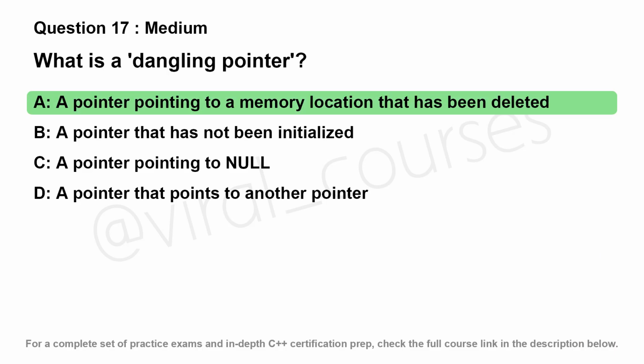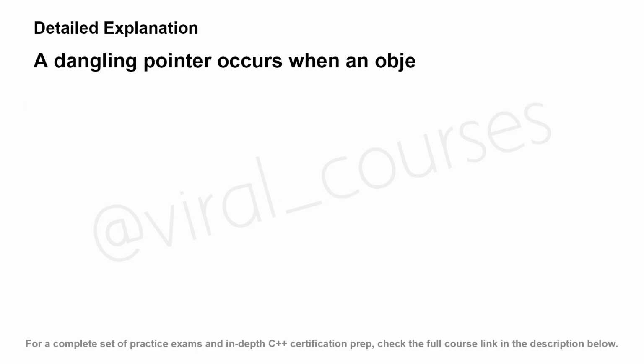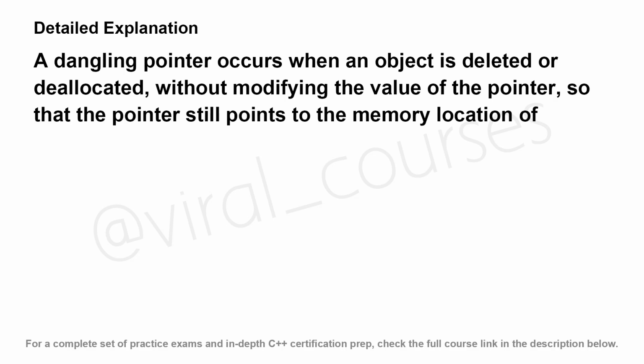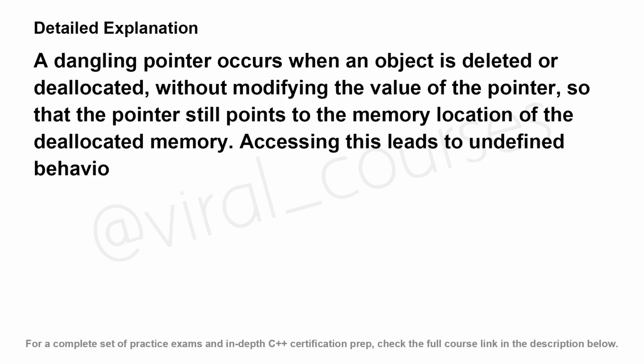The correct answer is A. A dangling pointer occurs when an object is deleted or deallocated without modifying the value of the pointer, so that the pointer still points to the memory location of the deallocated memory. Accessing this leads to undefined behavior.